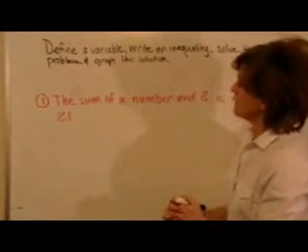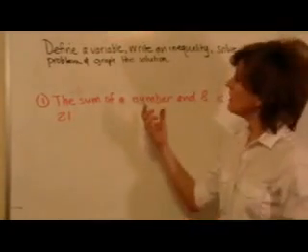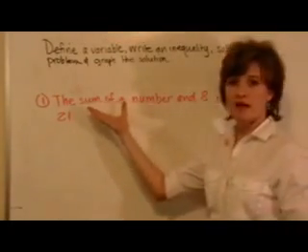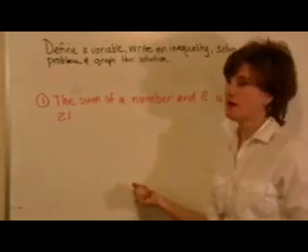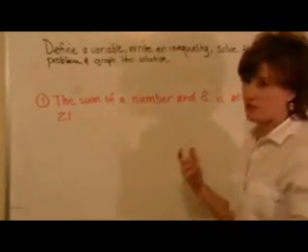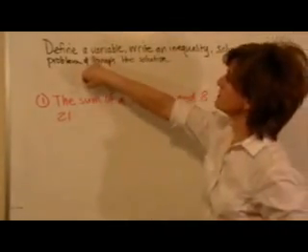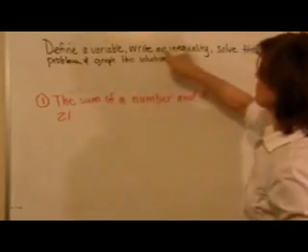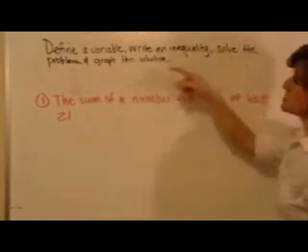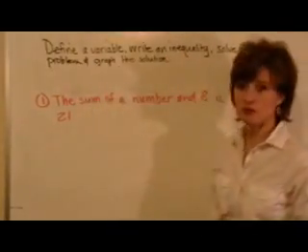We're going to do a couple of examples of translating a sentence into an inequality. We're going to make sure we understand the directions, and then we're going to proceed. It says to define a variable, write an inequality, solve the problem, and then graph the solution.